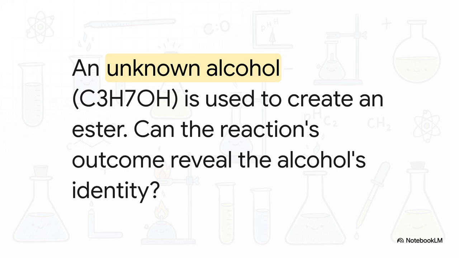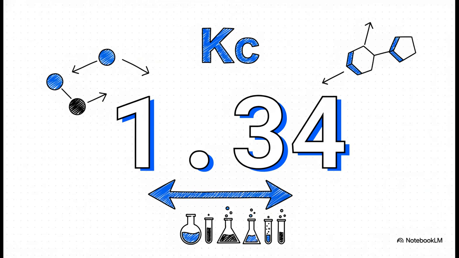So we react it with an acid to make an ester. Esters are often the compounds that give things like fruit and flowers their distinct smell. The big question is, can the result of this reaction tell us exactly which alcohol we started with? So, after the reaction happens and settles into a stable balance, what chemists call equilibrium, we can measure what's in the flask. This lets us calculate a special value, a number called the equilibrium constant, or Kc. And for this specific reaction, that number comes out to be 1.34.